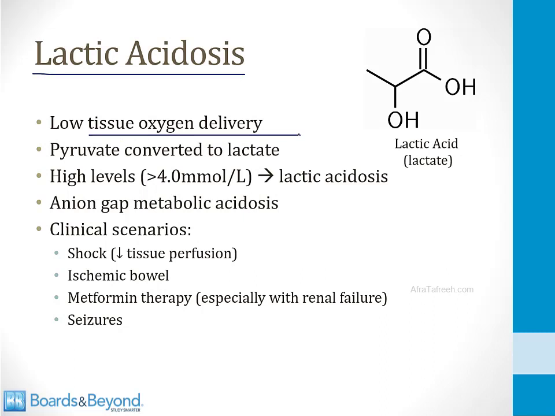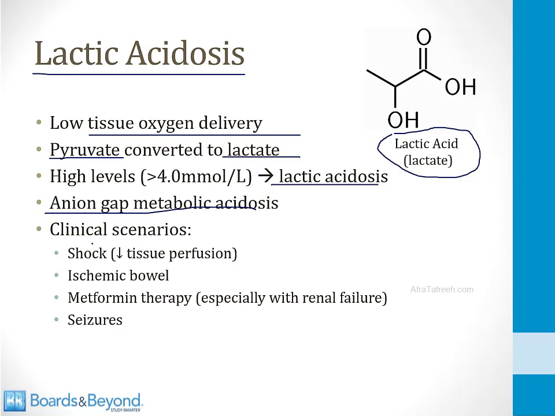When this happens, cells switch from aerobic metabolism to anaerobic metabolism, and pyruvate is converted into lactate. This is the structure of lactic acid or lactate on the screen here. It is an acid, and when the level gets high enough, it will cause a lactic acidosis. The pH will fall, and the anion gap will go up, causing an anion gap metabolic acidosis.